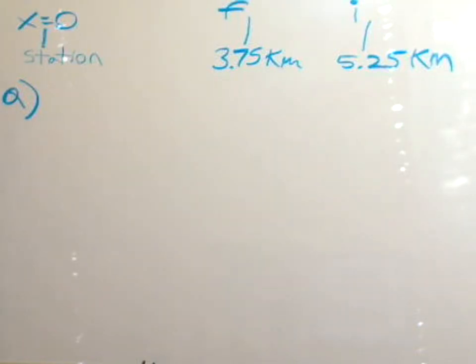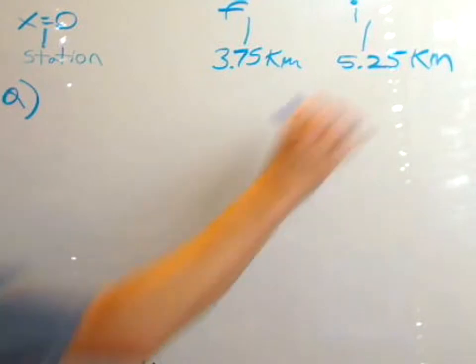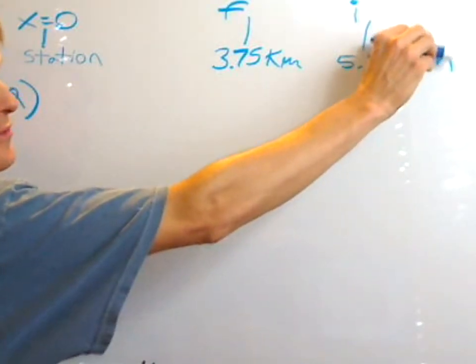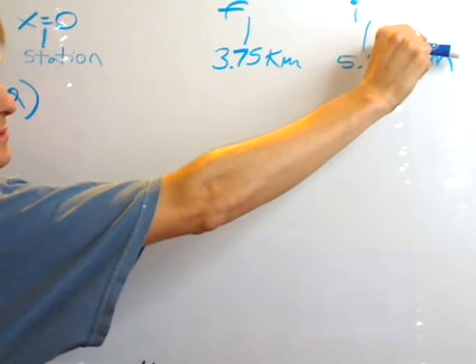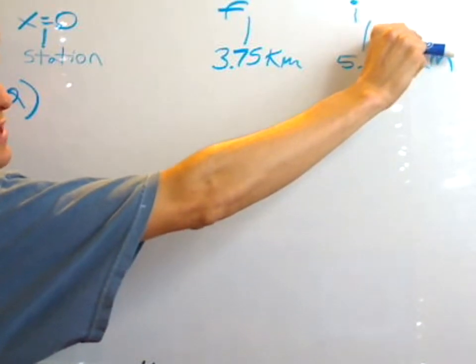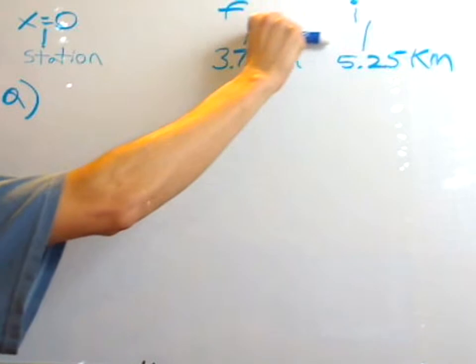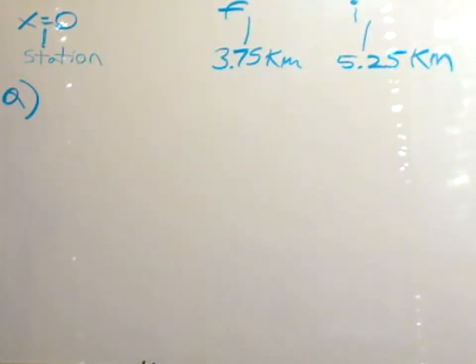Okay, so let's do this train problem, this acceleration problem. What we're told in this problem is the train starts out 5.25 kilometers from the station, and then over the next 3 minutes moves to 3.75 kilometers. And it's doing this at constant speed, at a steady speed for that stretch.